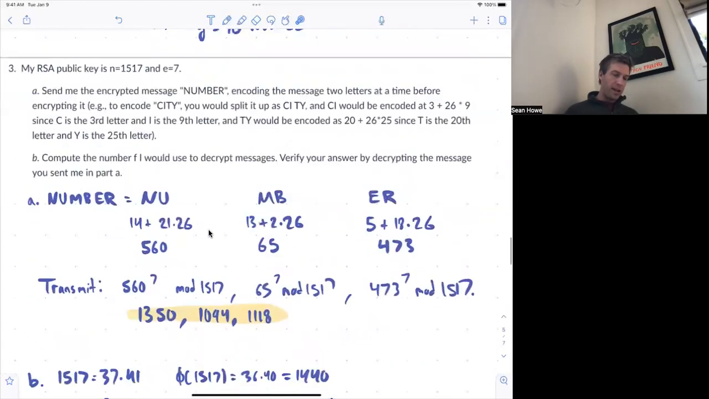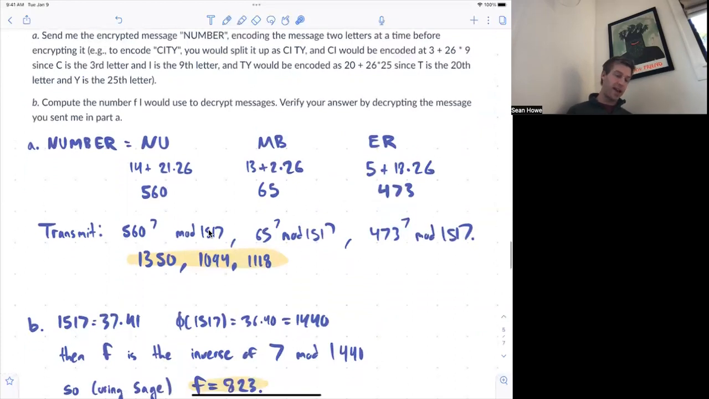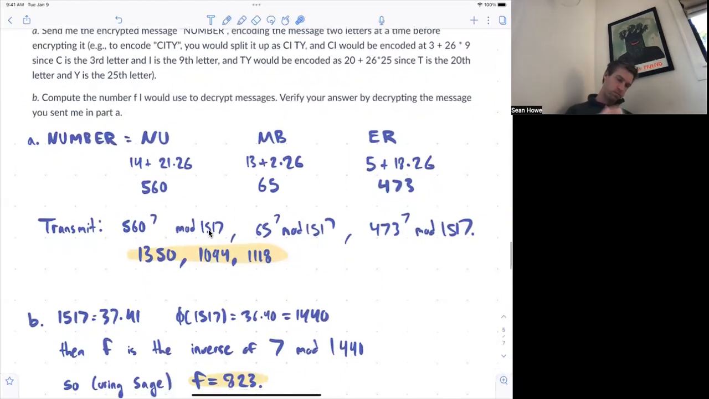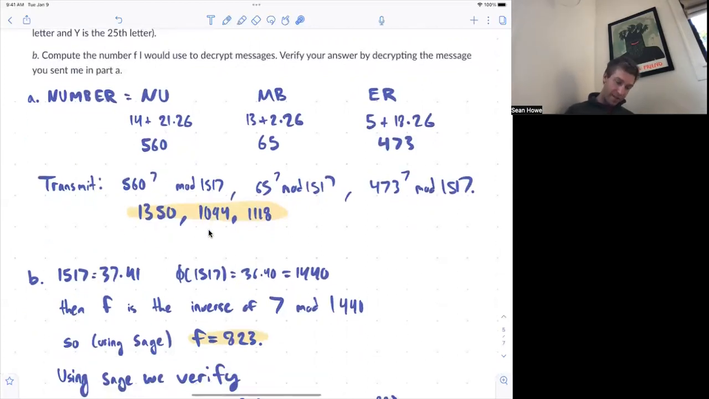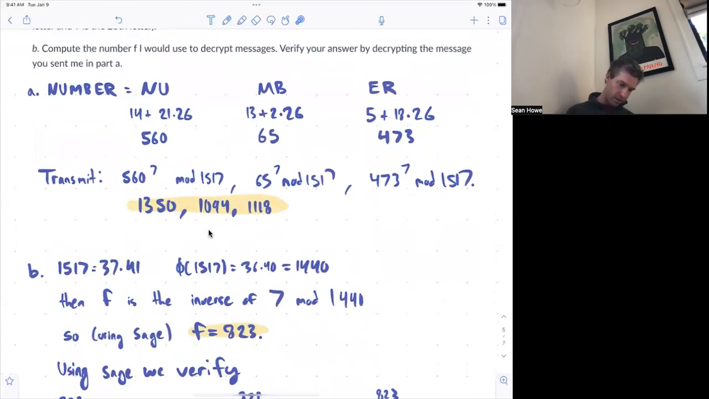So good. In RSA, it works because N is a product of 2 prime numbers. And the point is that it's hard to factor N. Here on this one, you just use Sage to factor N. So we've used Sage and got that 1517 is 37 times 41. Once you know that, you can compute phi of N. And then you know that F is just the inverse of E mod phi of N. So here, our F was the inverse of 7 mod 1440. And then I just used Sage to compute that, and F was 823.